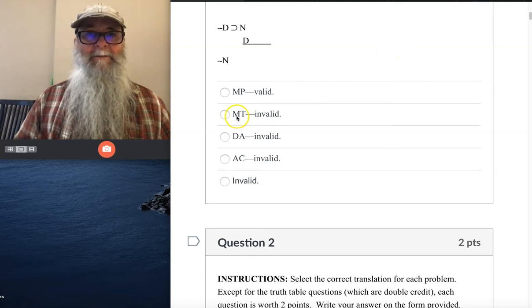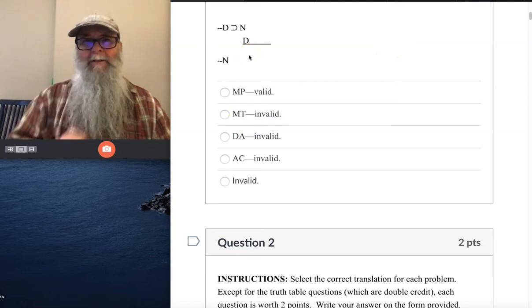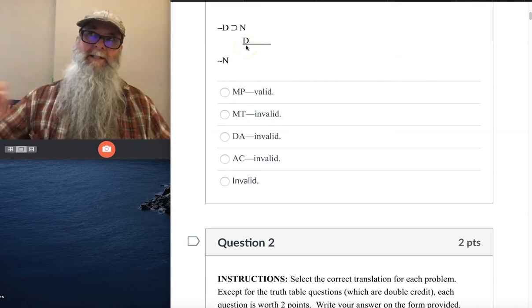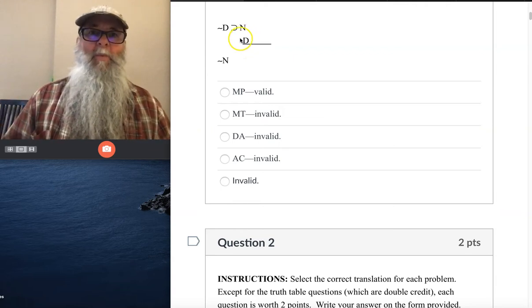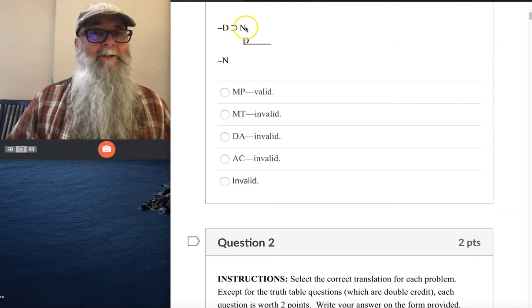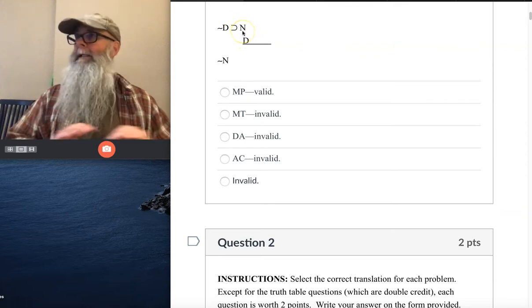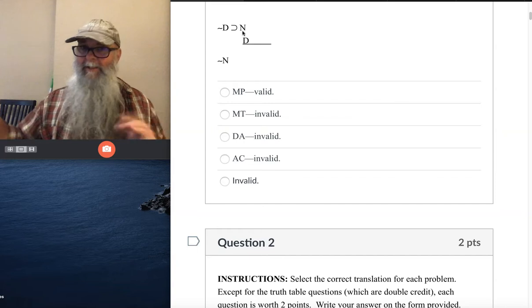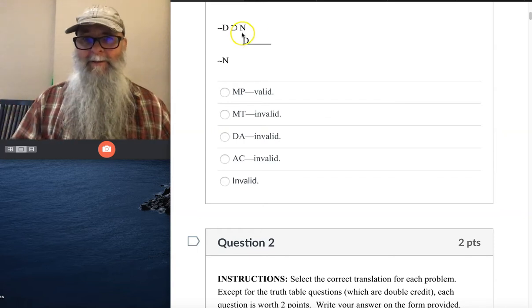My second possibility is a modus tollens. Now I know in a modus tollens, that's that denying mode. That's where one of the premises says, you know what? Whatever appears on the right-hand side of the horseshoe is not true.